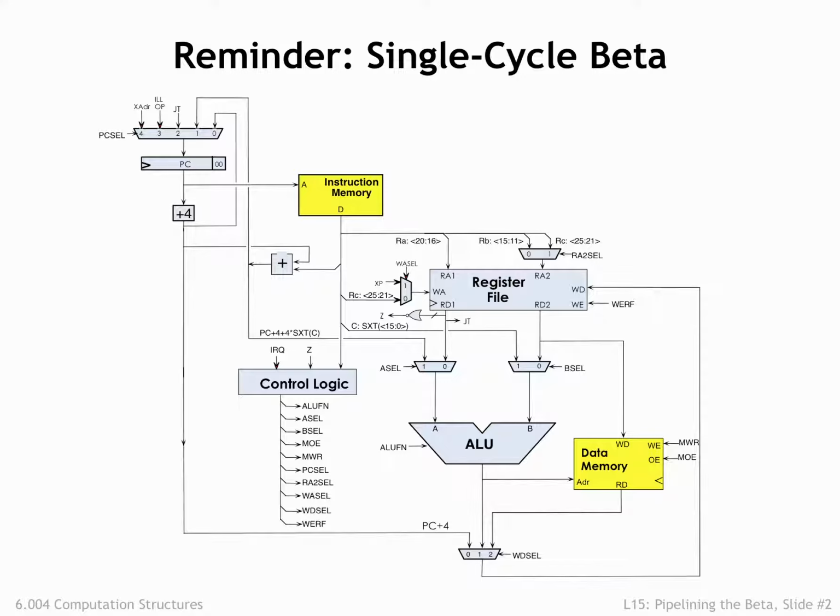For memory operations, the output of the ALU serves as the memory address, and in the case of load instructions, the main memory supplies the data to be written into the register file at the end of the cycle. PC+4 and ALU values can also be written to the register file. The clock period of the beta is determined by the cumulative delay through all the components involved in instruction execution. Today's question is, how can we make this faster?